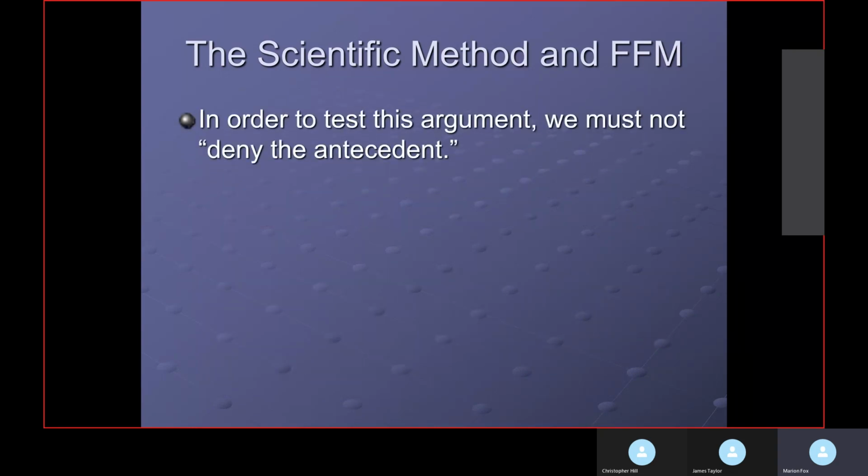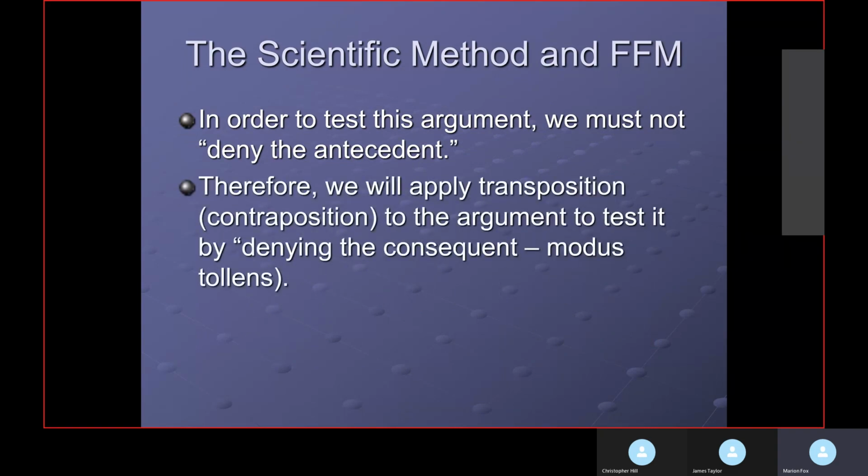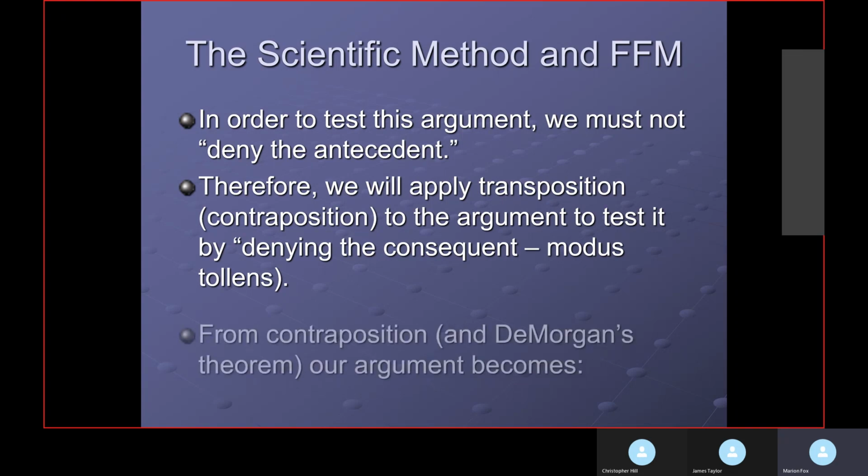In order to test this, we need to deny the antecedent. Therefore, we'll apply what's called transposition or contraposition to the argument to test it. What you do is, if you say if P then Q, you reverse it and say if not Q then not P. You switch places and negate both of them. That's all you do with contraposition. Jesus employed contraposition in a couple of instances in the New Testament in his argumentation. And when we take the logic class next semester, I'll be showing that he actually used this principle. It's called modus tollens, a basic argument after contraposition.